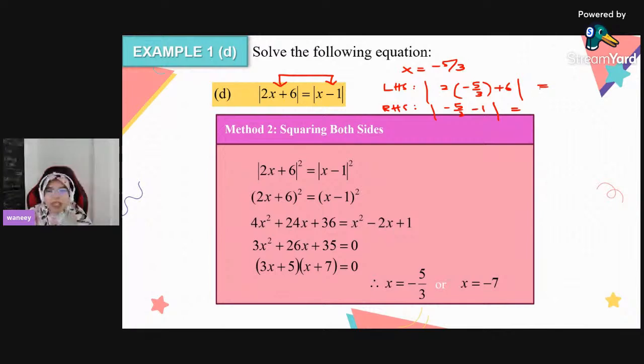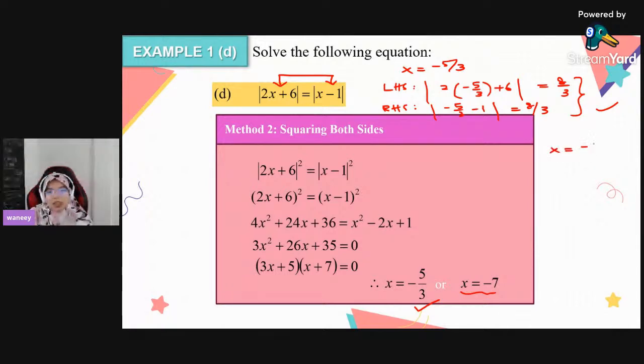So yang ni nanti kira lah. So negative 10 and then plus with 18. So this is negative 10, 18. So 8 over 3. So this is also 8 over 3. So they are basically equal. Therefore, you can accept negative 5 over 3. So do the same thing for negative 7 as well.